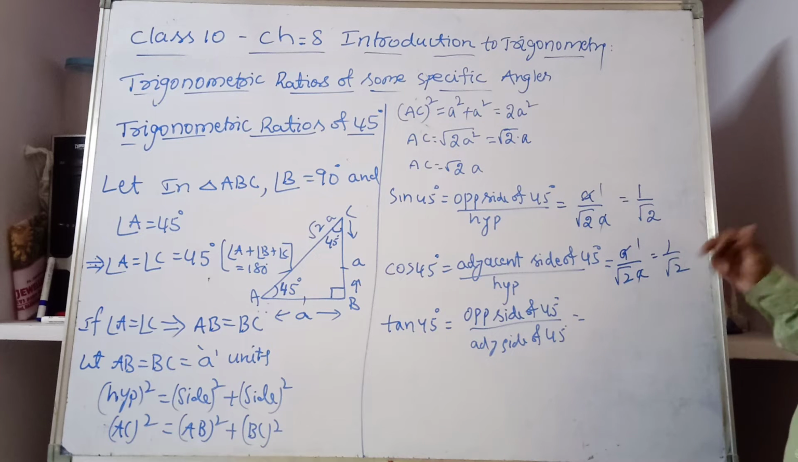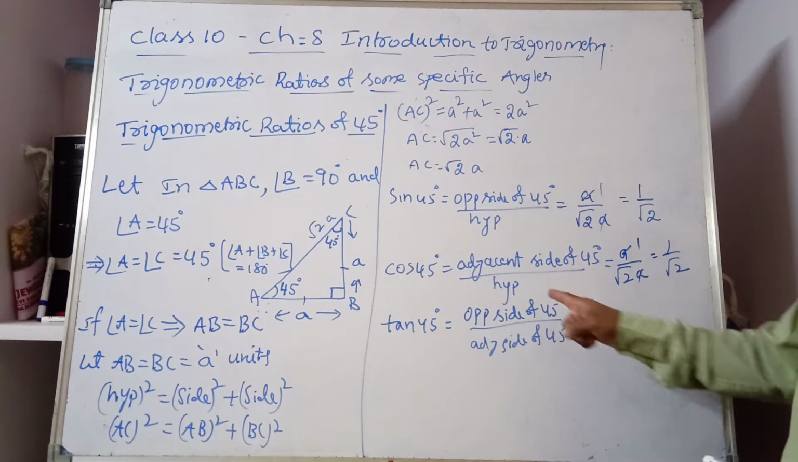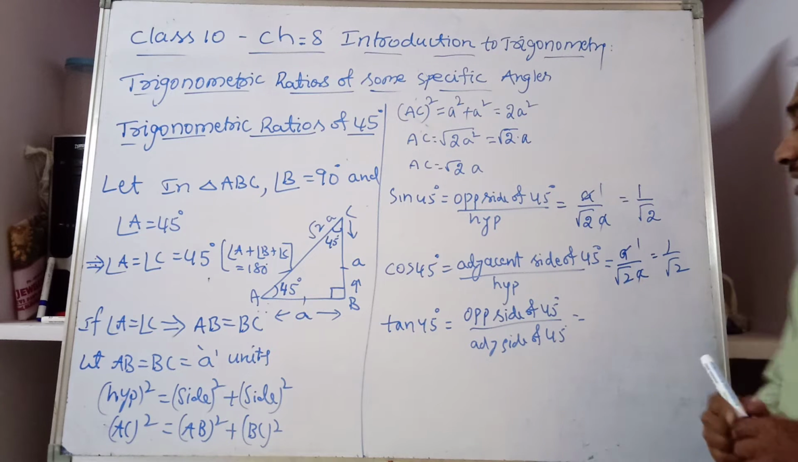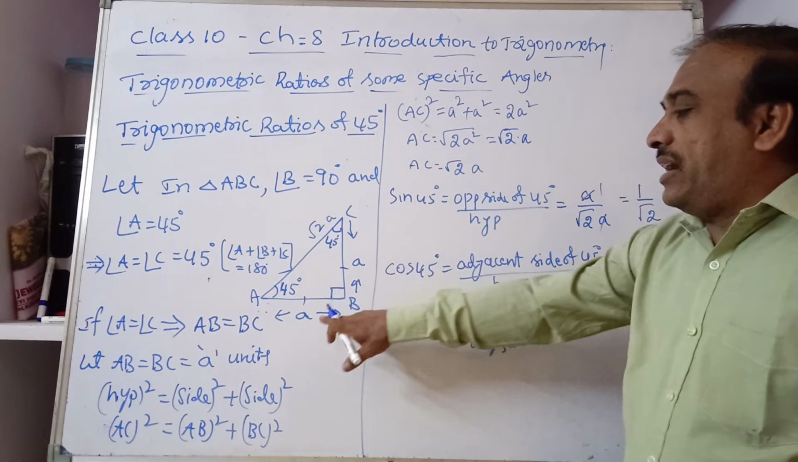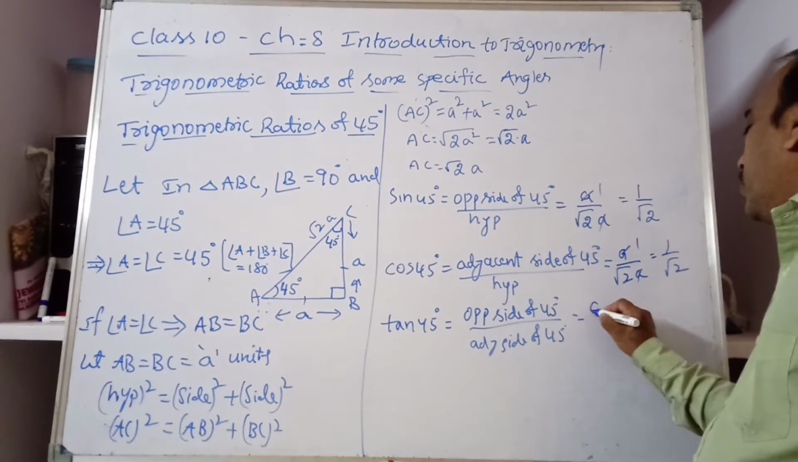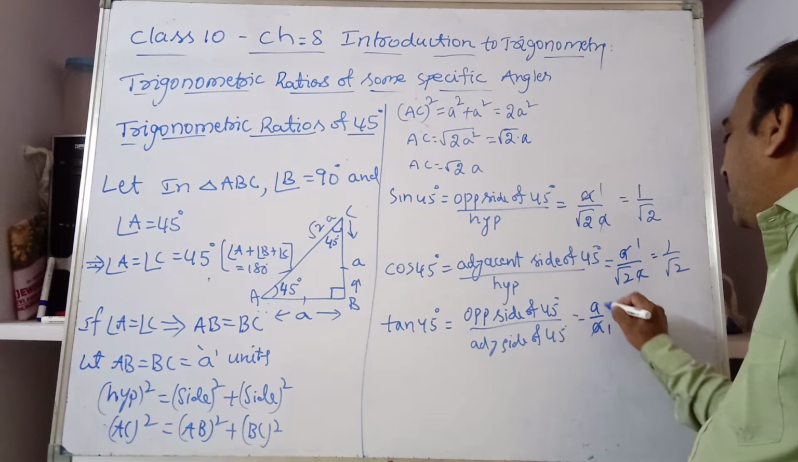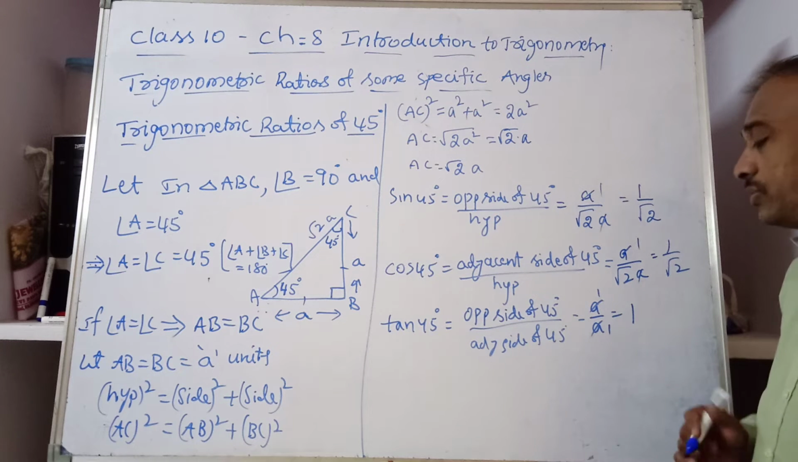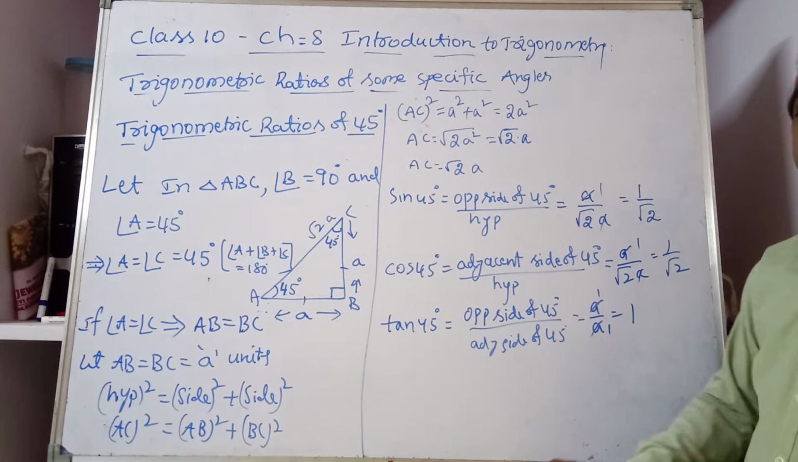So 1 by root 2 by 1 by root 2. That is also correct. Opposite side by adjacent side of 45, which is nothing but opposite side is A, adjacent side is also A. So A by A is equals to 1. A gets cancelled, which is equals to 1. This is tan 45 degrees is equals to 1.